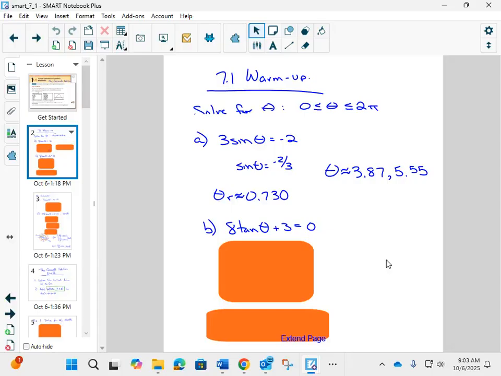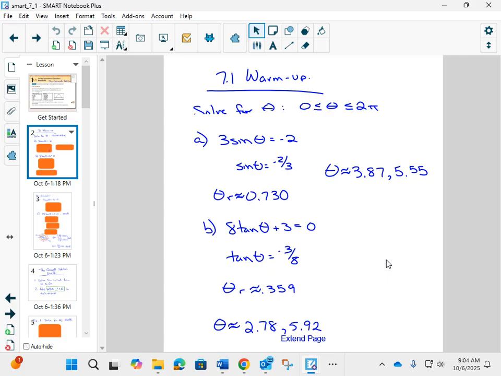So a couple things to notice. I didn't draw out the triangles in quadrant 3 and 4. I showed a little bit less work, which is totally fine. You're allowed to do that. This would be like the minimum amount of work you would need to show now that we've done this. Beginning, I was showing more work, and now, same thing here in B. Can you get tan by itself? Can you get your reference angle by doing tan inverse of positive 3/8? And then tan is negative in quadrants 2 and quadrants 4. So there's our two solutions.